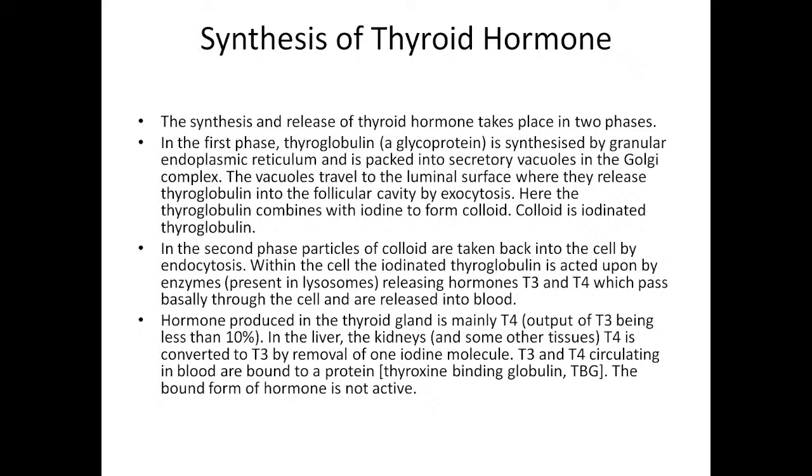Within the cell, the iodinated thyroglobulin is acted upon by enzymes present in lysosomes, releasing hormones T3 and T4, which pass basally through the cell and are released into blood. The hormone produced in the thyroid gland is mainly T4, the output of T3 being less than 10%. In the liver, in the kidneys, and some other tissues, T4 is converted to T3 by removal of one iodine molecule. T3 and T4 circulating in blood are bound to a protein, thyroxine binding globulin. The bound form of the hormone is not active.